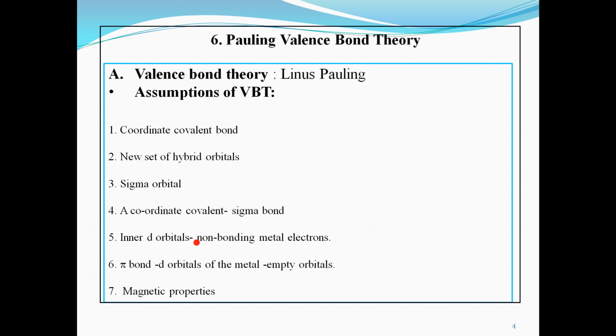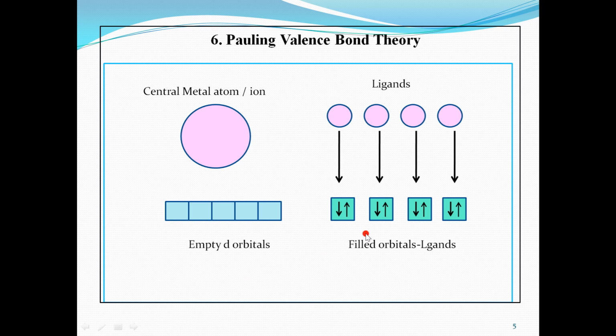There is also a possibility of formation of a pi bond in addition to the sigma bond, and that changes the electron distribution of both the metal and the ligands. From the number of unpaired and paired electrons, we can predict the magnetic properties of the particular complex, which are explained in this theory, as well as the geometries of the complexes, with the help of Pauling's valence bond theory.